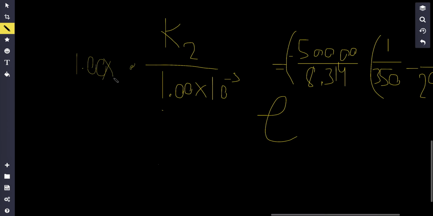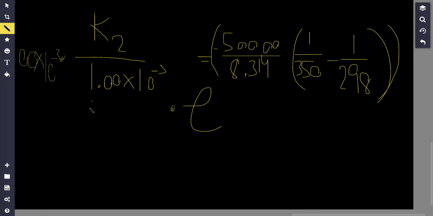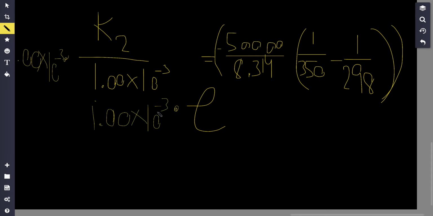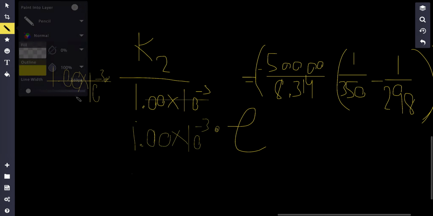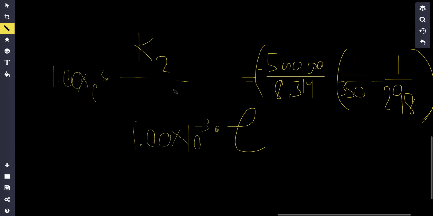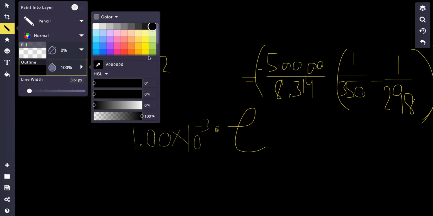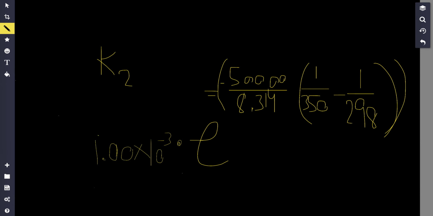1.00 times 10 to the negative 3, right? I know this is a little sloppy, I'm sorry guys, but it is what it is. This and this cancel out, so I'm just left with K2 as the final thing. I isolated my variable. So K2 is equal to 1.00 times 10 to the negative 3 times E to the, and then the rest of the exponent. Putting this into my calculator, let's see what I get.